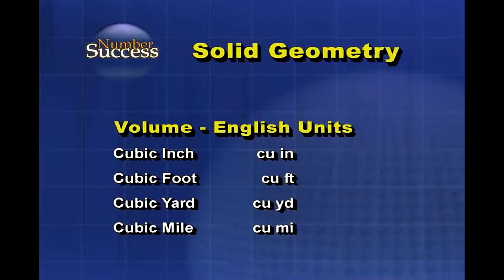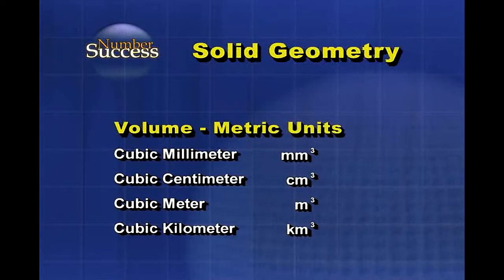When we measure volume in English units, some of the common units we use are cubic inch, cubic foot, cubic yard, and cubic mile. When we measure volumetrically, we use the following units in addition to others: cubic millimeter, cubic centimeter, cubic meter, and cubic kilometer. Our next example has to do with a cylinder.